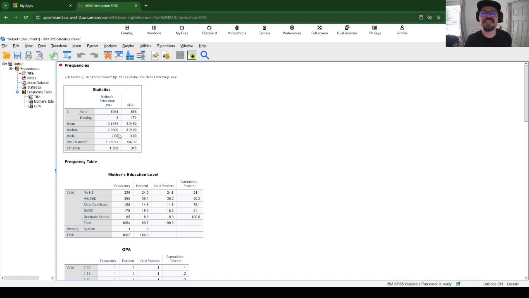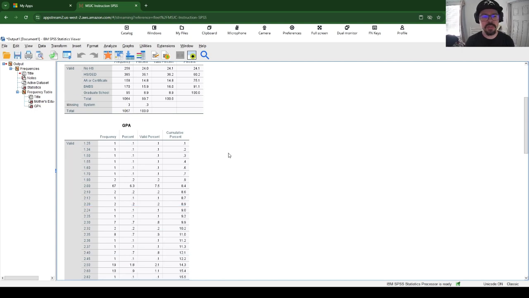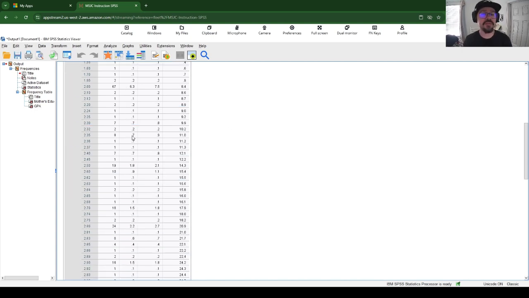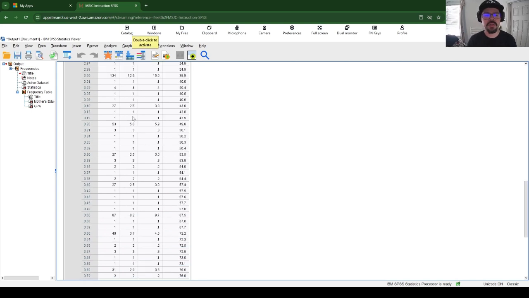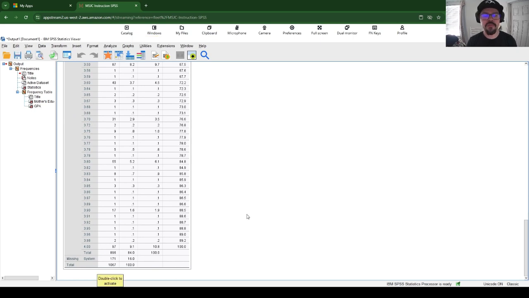So this is our statistics table for these two variables. The frequency table for mother's education level shows us that these are the 5 categories that are found within this variable: no high school, GED, AA or certificate, bachelor's in arts or bachelor's in science, and graduate school. These are the frequencies of people who selected those categories representing their mother's education level. And these are the various GPAs of those same students. So notice this goes anywhere from 1.25 all the way to 4.0.